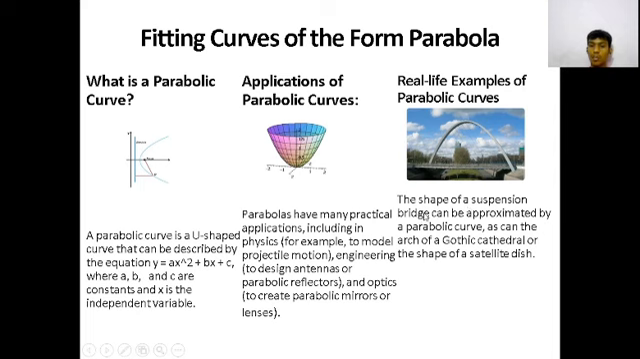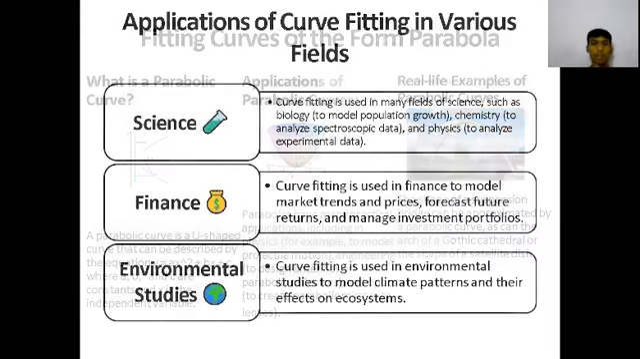The shape of a suspension bridge can be approximated by a parabolic curve, as can the arc of a Gothic cathedral or the shape of a satellite dish. Like I told, have you ever wondered why your antenna dishes or dish TVs are in the form of a parabola? This is the main reason, because they tend to receive more signal, and if they're curved like this, they can find signals over a larger distance. So this is one of the main applications of the parabola.